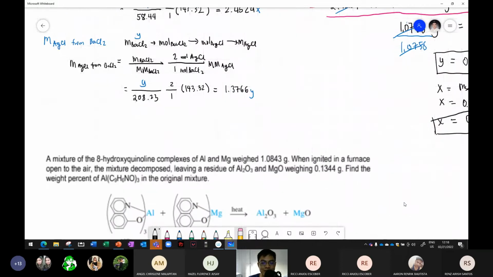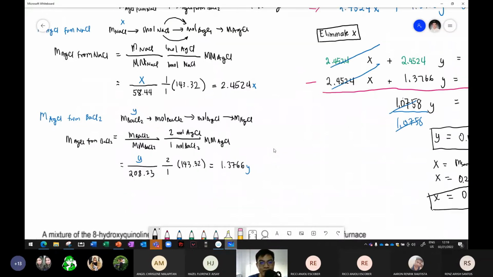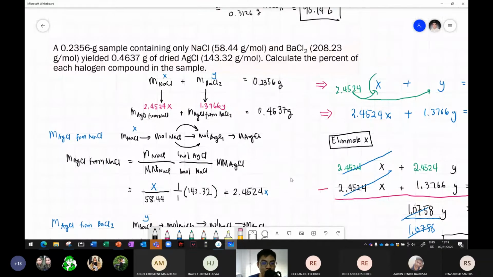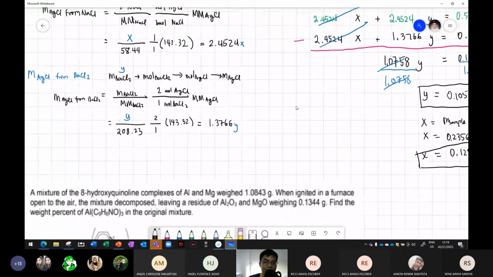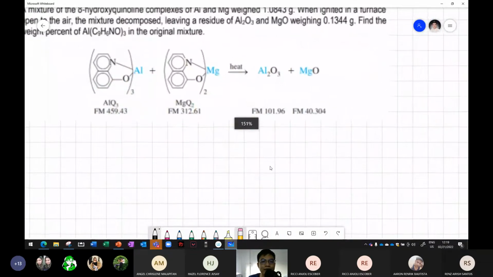Okay, let me demonstrate it. Baka isipin nyo, sir, ibang problem to kasi magkaiba yung product eh. Kanina iisa lang eh. Same lang yung process. Okay, same lang. Kaya you really don't have to worry. Same lang yung process.